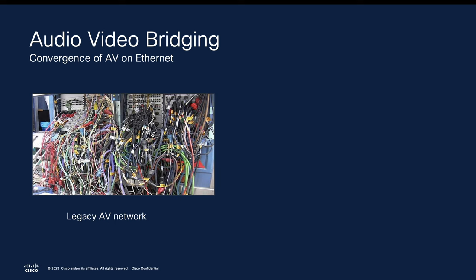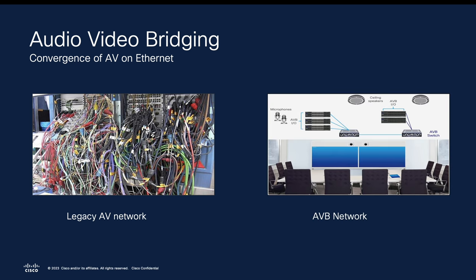But before we get to all of that, what exactly is audio video bridging and why do we need it? If we look at this cluster of cables here on the left side, we see what a legacy AV network looks like. And there's a lot going on here. It's messy, it's convoluted, and it's just cumbersome. How can we simplify that though? With our AVB network, that is essentially what we're doing.